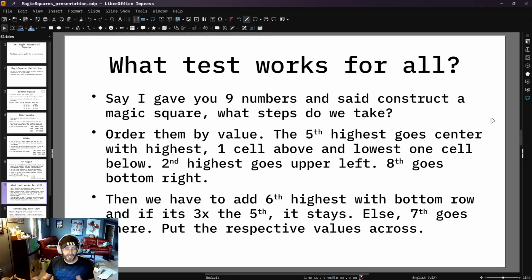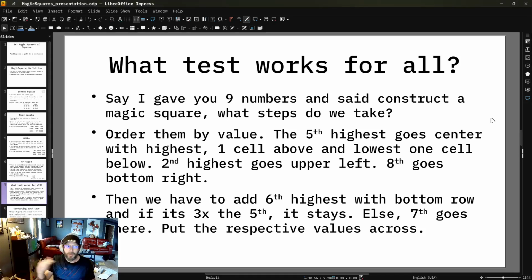Since we have these different types of magic squares, is there a test that sort of works with all of them? No matter what values I have, if I suspect that all 9 values, or some finite list of numbers, hopefully one that I can quickly do by hand and mess with, is a magic square, how would I determine that those values can create a magic square? And so, right, in my example here, if I gave you 9 numbers and said it constructs a magic square, what steps would you take?